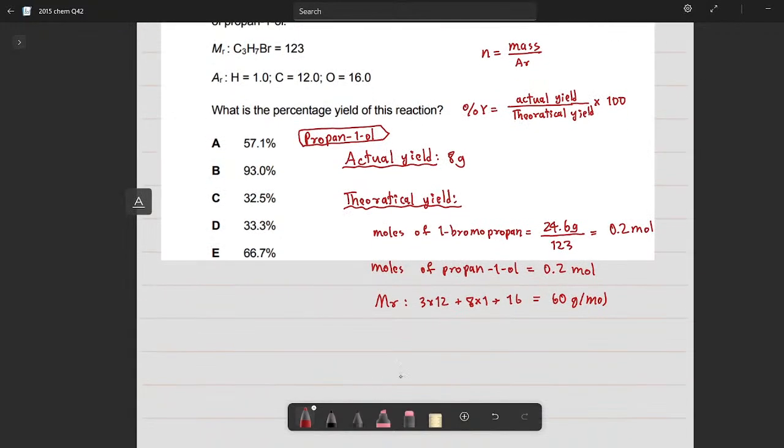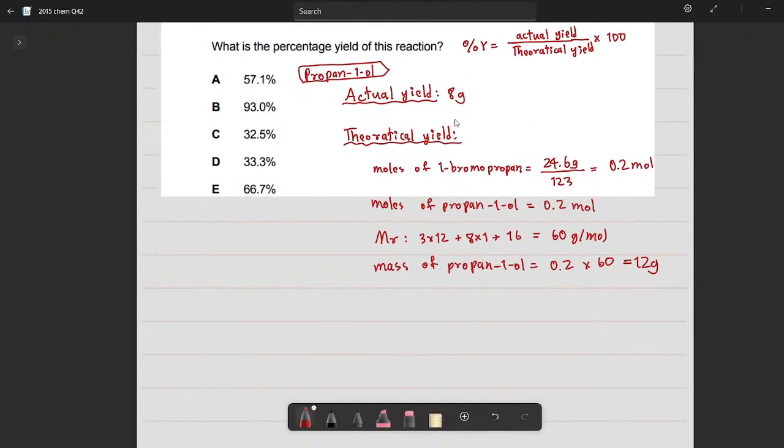Now we are going to directly multiply to get the mass of propan-1-ol. That's 0.2 times 60, which gives us 12 grams. So this is the theoretical mass of propan-1-ol. Now we substitute the value 12 grams in the denominator and 8 grams in the numerator, and then find the percentage yield.